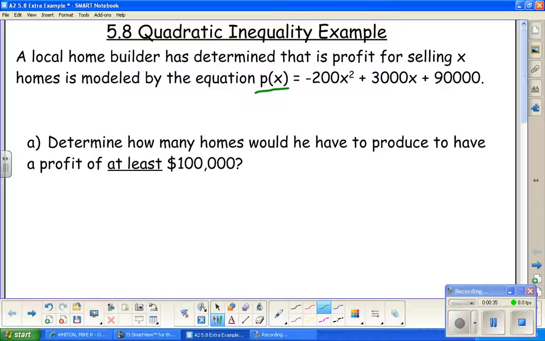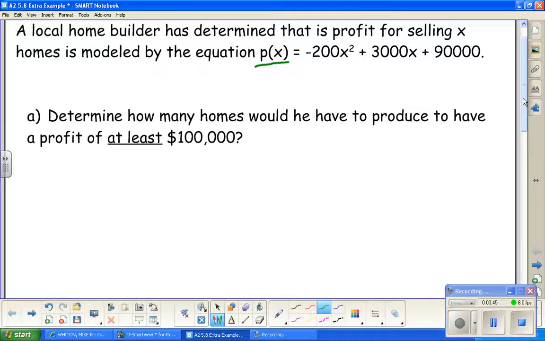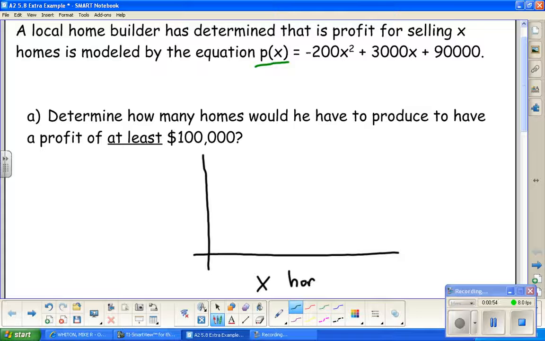We want the profit to be at least 100,000, greater than or equal to 100,000. So what I'm going to do is think about the graph and also do some algebra to solve this. But if we just think in general what this looks like without worrying too much about detail here. Again, the X value in this case is the number of homes that he builds, and the Y value will be the profit. That's P of X. So depending on how many houses he sells, we can see what kind of profit he would make.